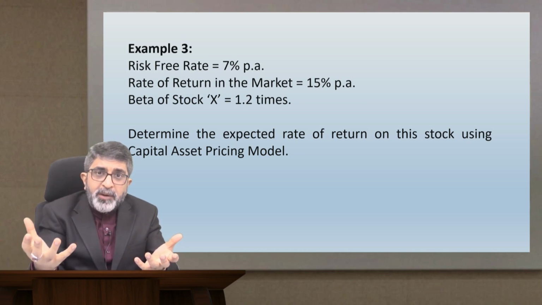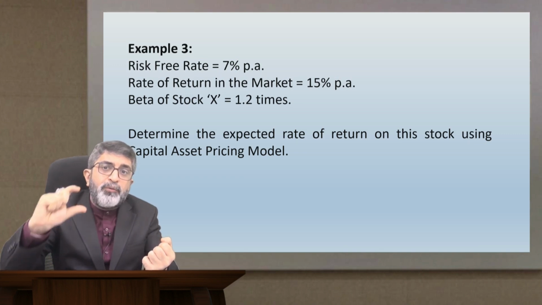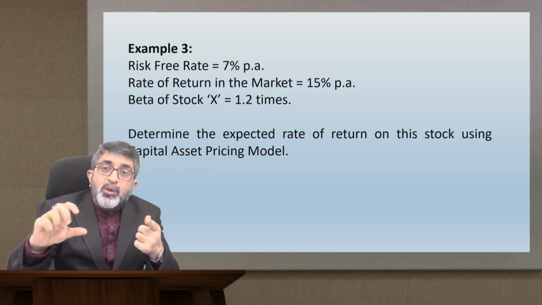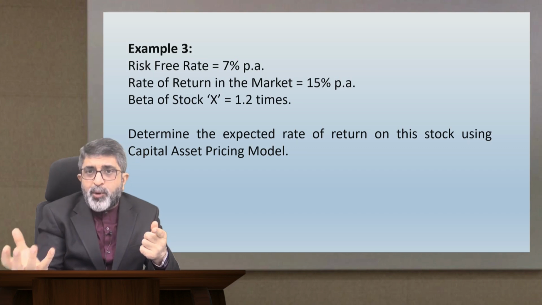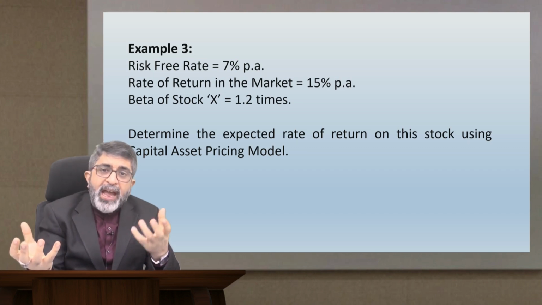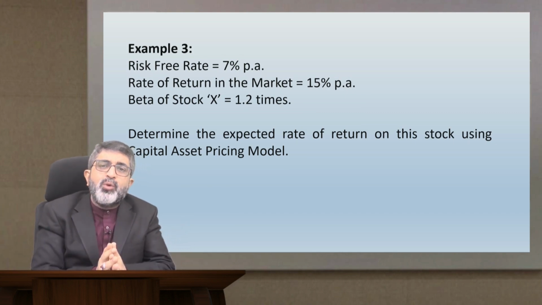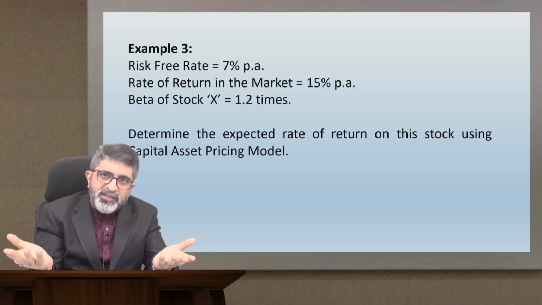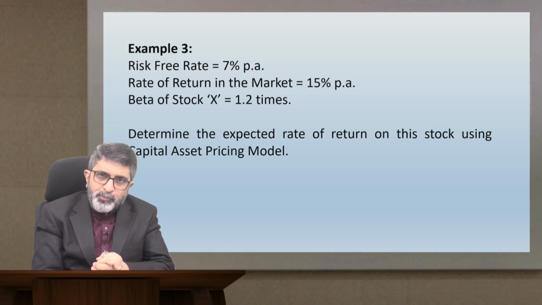That 9.6% is the premium that you should get on your stock X because of its own risk. Now, premium is always over and above the risk-free rate. So 9.6% should be your premium and 7% is the risk-free rate. Add 9.6 to 7%. 7 plus 9.6 will give you 16.6%. 16.6% becomes your expected rate of return as per CAPM.